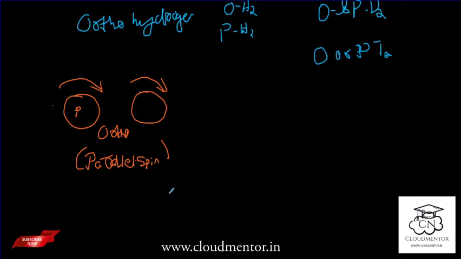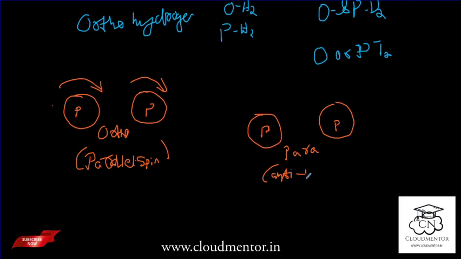That is parallel spin. And for the para isomers, they will have anti-parallel spin, spinning in the opposite direction. If one is rotating clockwise, the other one will be rotating in the anti-clockwise direction.